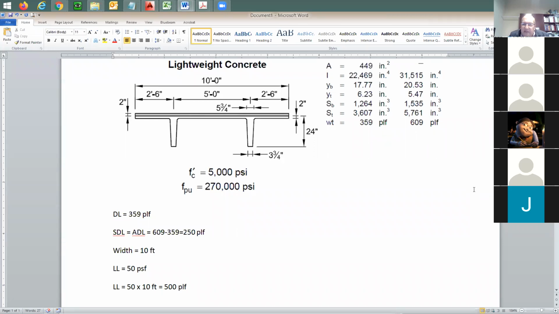Is everybody here clear on dead load, self weight, and live load calculation for a double T like this? 100%. Yeah. All right, very good. Now I need to put this back.